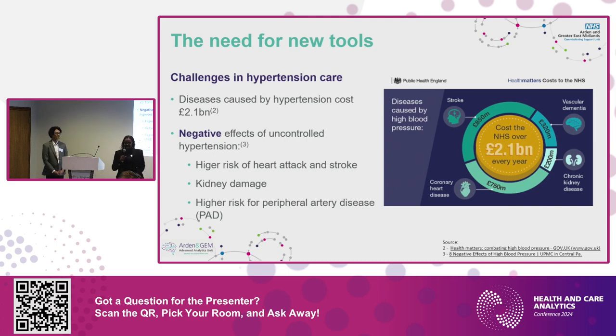And you can see in the graph there that diseases caused by hypertension, like coronary heart disease, cost the NHS £750 million a year, while stroke, for example, costs the NHS £850 million a year. So we can see that hypertension costs the NHS quite a lot of money every year.